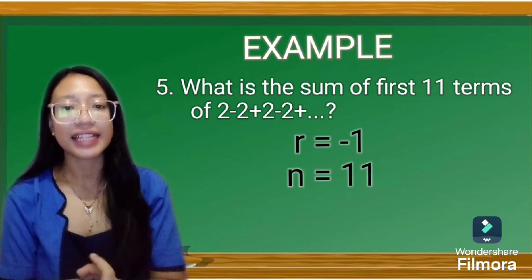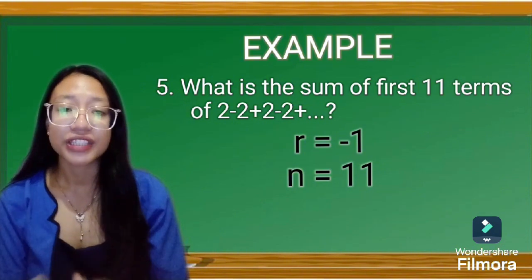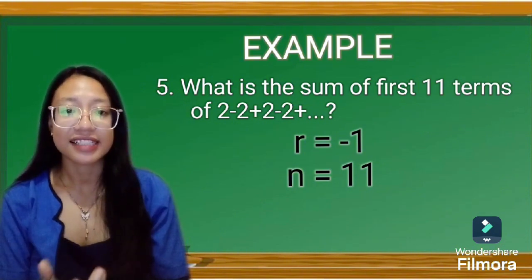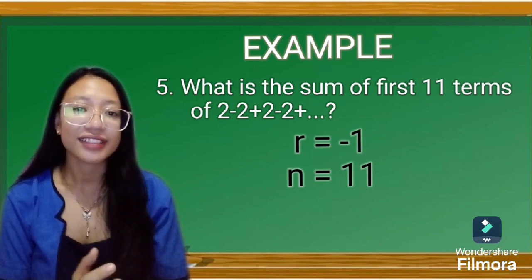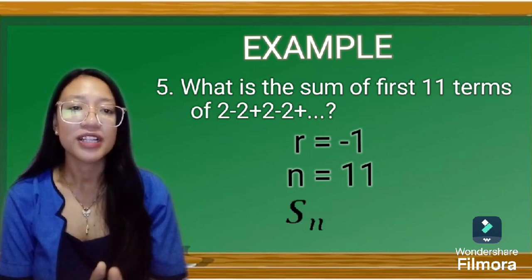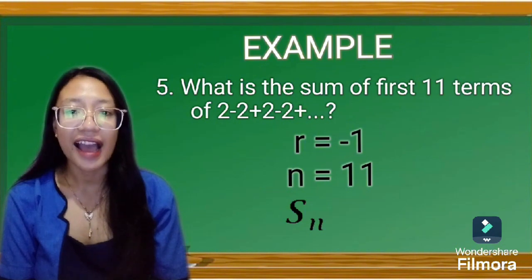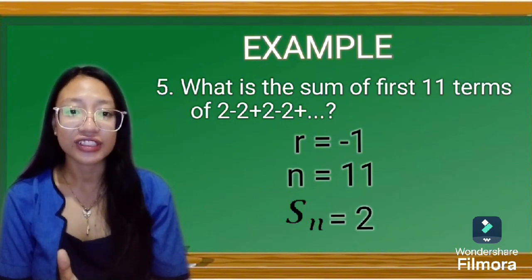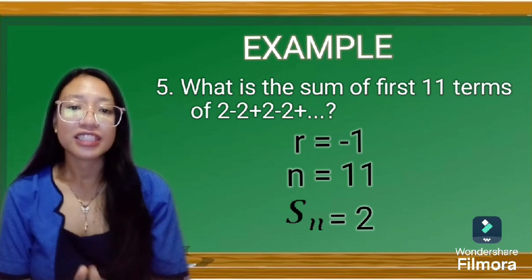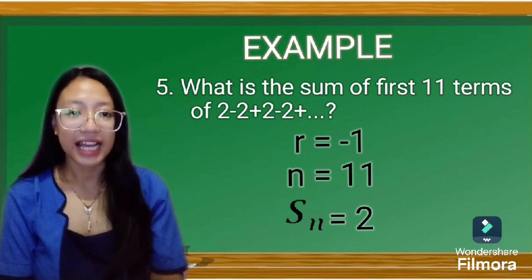So, sabi dun sa rule natin kanina, kapag yung number of terms natin ay odd and the common ratio is negative 1, ang magiging sagot lang ay yung first term. So, dito, ang magiging sagot lang ay 2. So, hindi na natin kailangang i-calculate or i-substitute doon sa mga formula.